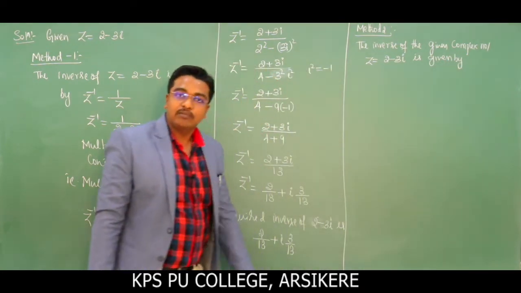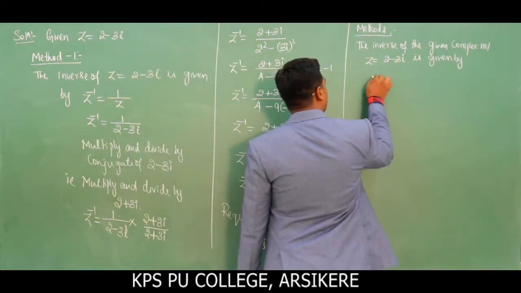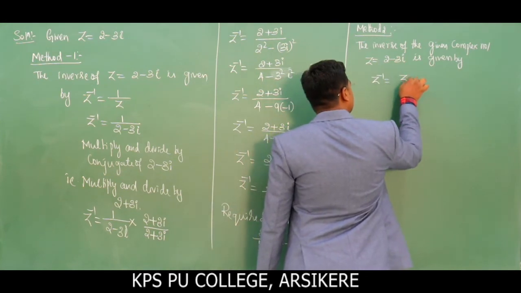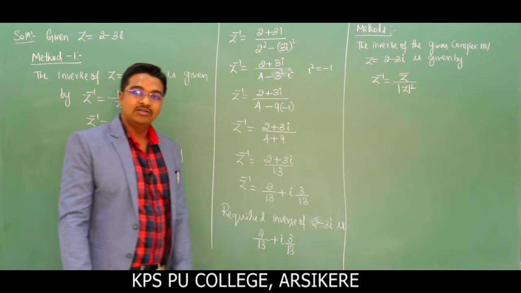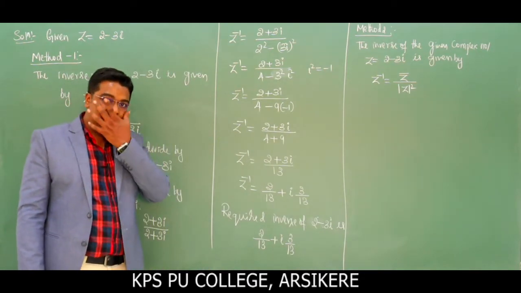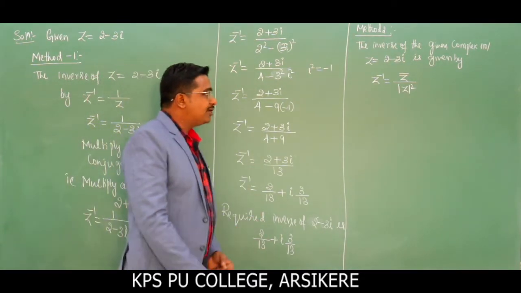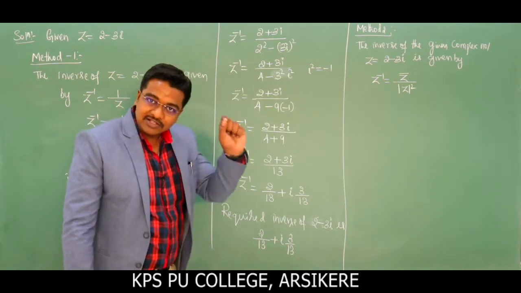So now tell me, what is the formula? Z inverse is equal to z bar divided by modulus of z whole square. Okay, now tell me, what is z bar? This is the conjugate, right?